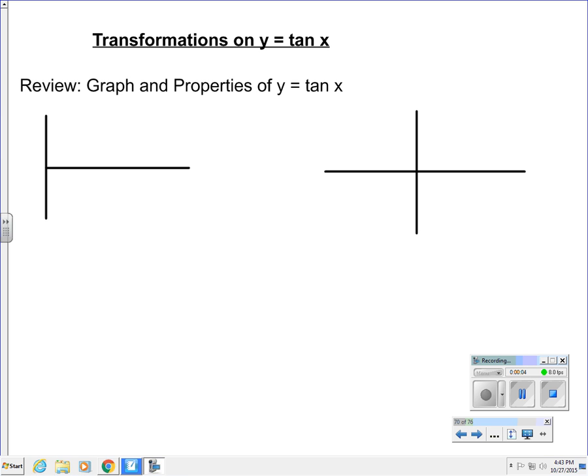So our video for day 10. Today we're going to be looking at transformations on tangent graph. Yesterday we looked at transformations on sine and cosine. We're going to look at tangent separately because the tangent graph is quite a bit different than the sine and cosine graph. So the first thing we're going to do is just go over the basic properties, what our graph for tangent looks like.